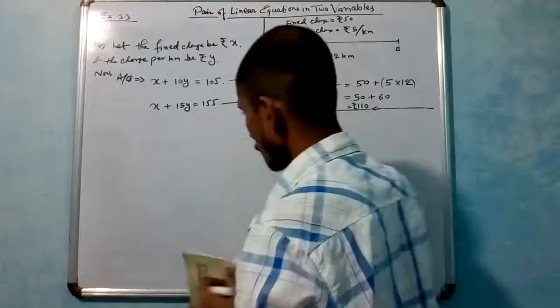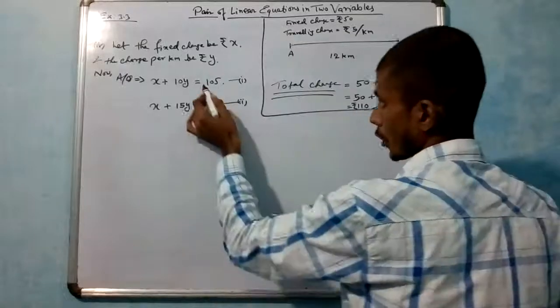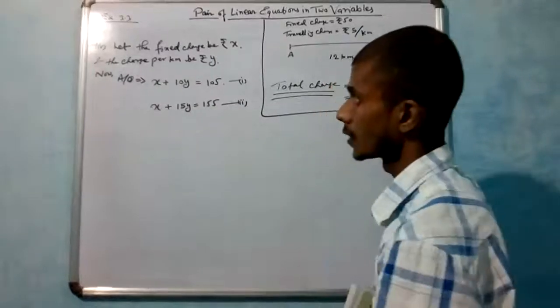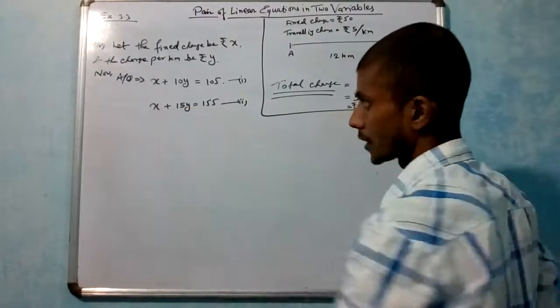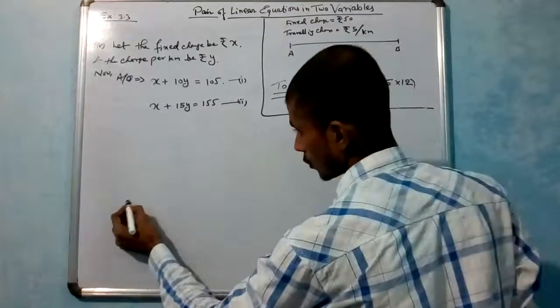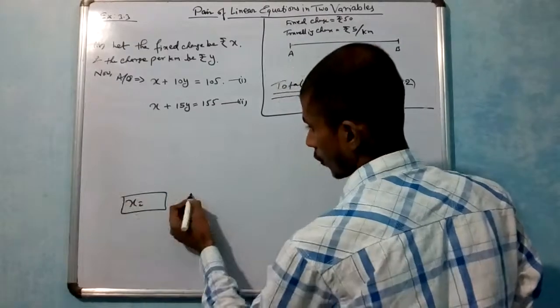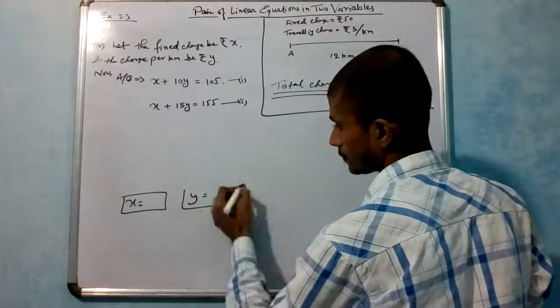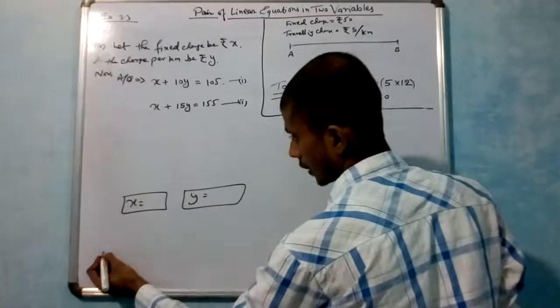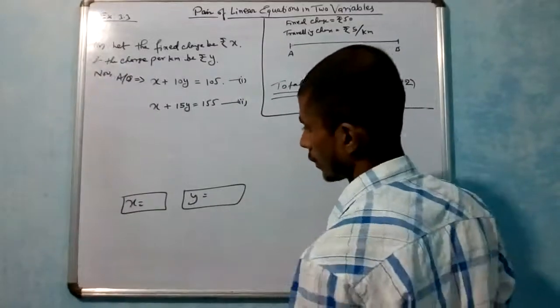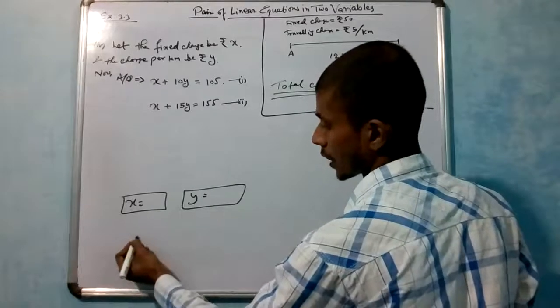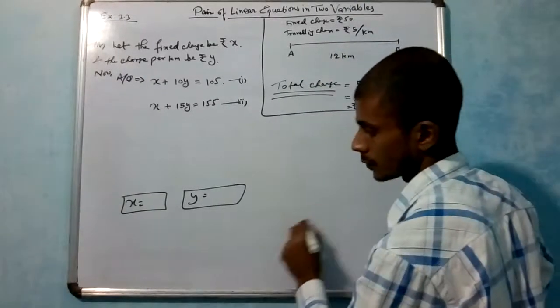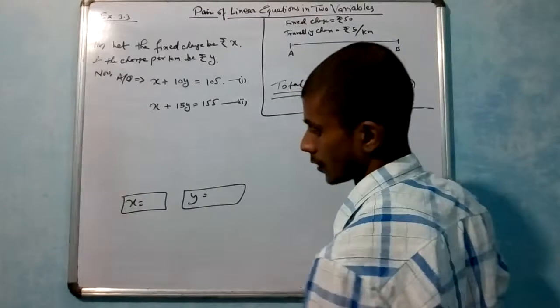And then it is asking for 25 kilometers, how much? So first of all we have to solve these two equations simultaneously. We have to get the value of X and Y. After getting X and Y values, suppose X is equal to something, Y is equal to something, then at last we have to write: the fixed charge is rupees this, X is equal to this much, charge per kilometer is rupees Y is equal to this much, and then what?